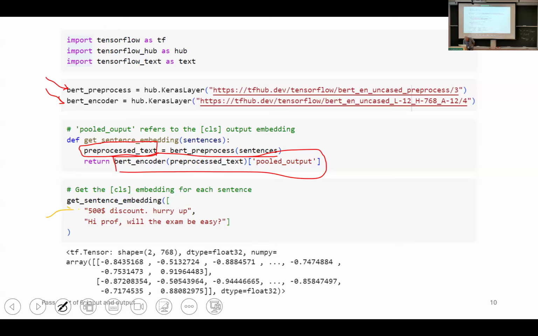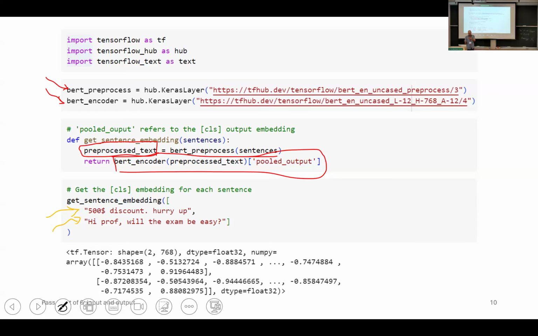So if I have this sentence, "$500 discount, and even the dollar sign is on the wrong side, hurry up." And this other input, "Hi prof, will the exam be easy?" Let's say these are the content of two different emails, and we want to build an email spam detector, right? So there are two types of email, wanted email and unwanted email. So the emails I receive, essentially there are these two types.